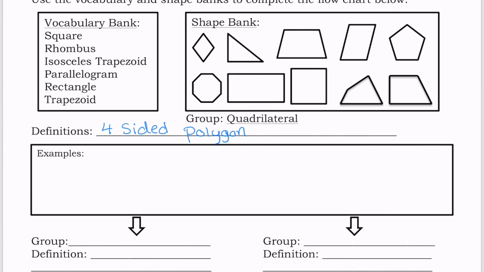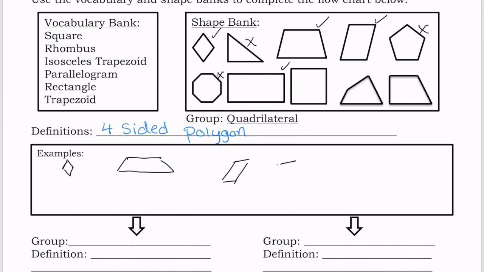Now let's look at some different types of quadrilaterals. We gave you a little shape bank. That one up there that kind of looks like a diamond is one example. Oh, that's a triangle, not a quadrilateral. Right here, that's an example of one. I'm going to sketch it in my example bin. Here's also a quadrilateral. Not a quadrilateral, not a quadrilateral.